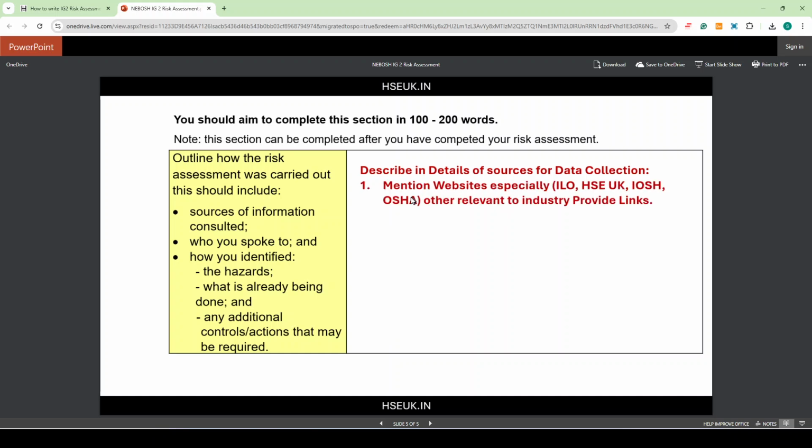So for the first, you should mention the website, especially the ILO website, HSE UK website, and IOSH or OSHA, or any other relevant website related to the organization. Suppose it is a construction company, then you should mention the website related to the construction field. If it is manufacturing, then you should go for that. If it is oil and gas, you should refer to some other websites. Okay. Now next you should mention the NEBOSH textbook.